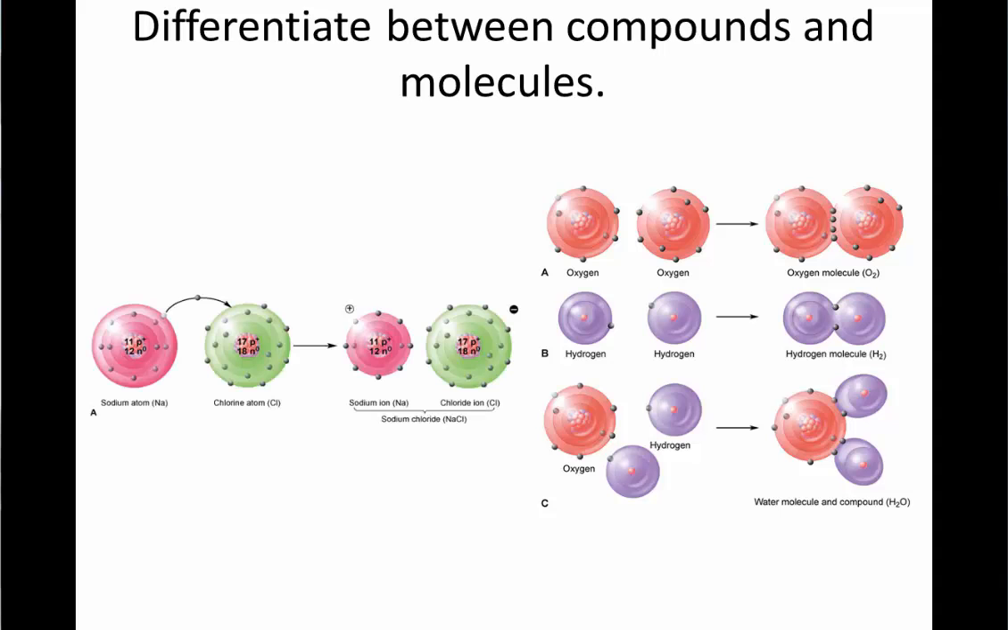Other compounds are ionic compounds, and we've looked at those earlier as well because we talked about the sodium atom and the chlorine atom becoming the sodium ion and the chloride ion through the gain and loss of electrons. We form sodium chloride, which is an ionic compound, which we do not call a molecule, and so this is the difference between the compounds and molecules.